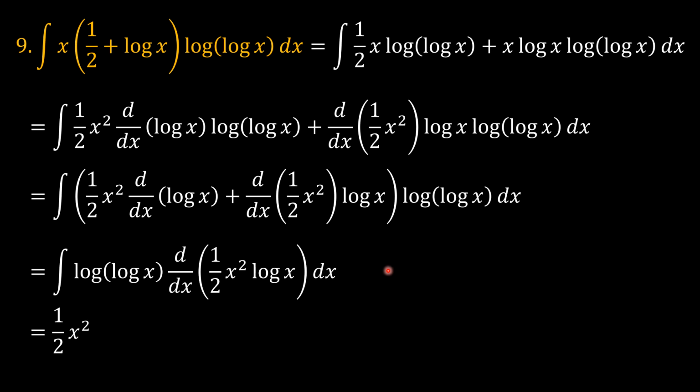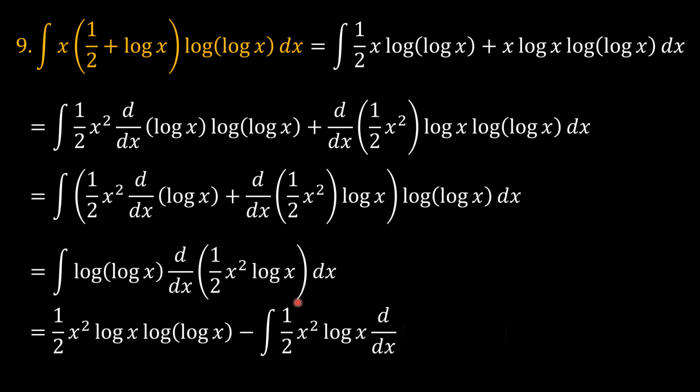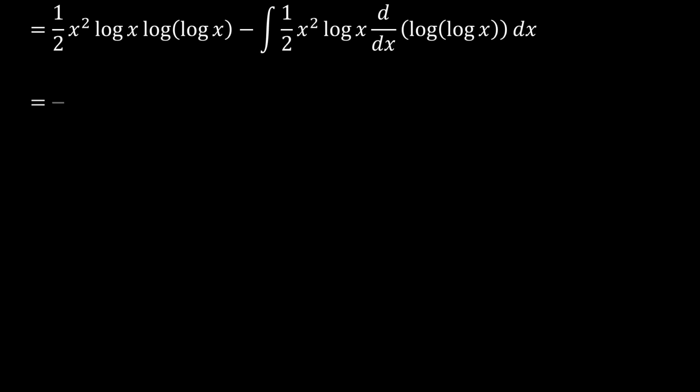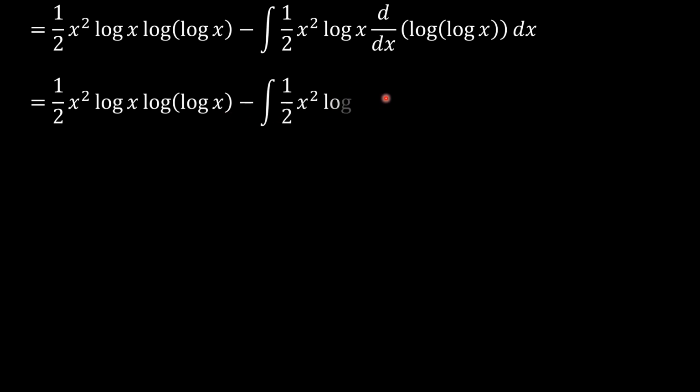And so our uv is just going to be equal to half x squared times the natural logarithm of log of x, minus half x squared, so this is u, times the derivative of v, which is log of x. Going forward, that means that now we have half x squared log x times the natural logarithm of log of x, minus half x squared times log x.